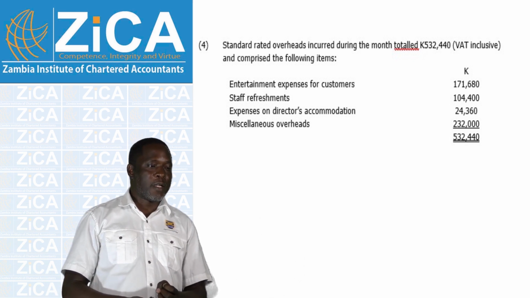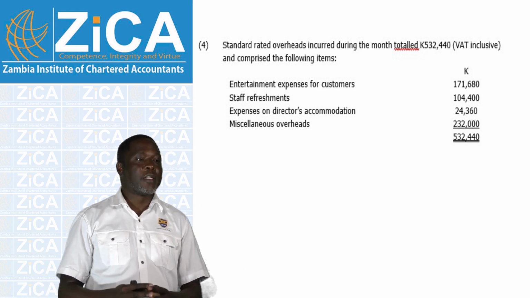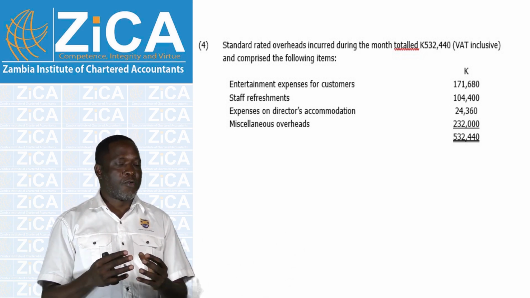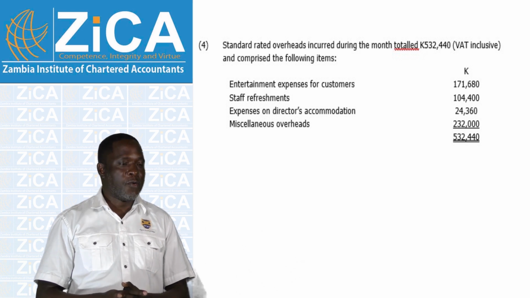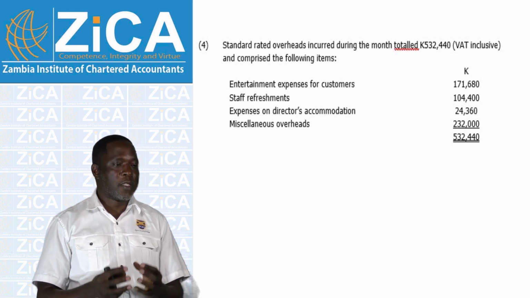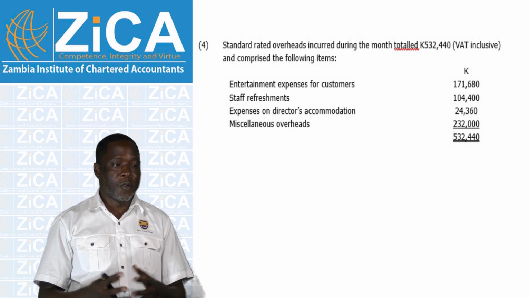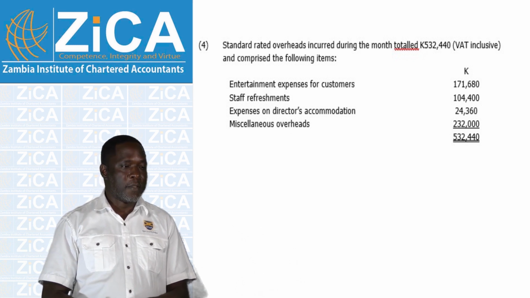Input VAT on entertainment expenses is irrecoverable. Input VAT on the staff refreshments also irrecoverable, as well as the input VAT on the expenses on the director's accommodation. So from the given information, you should be able to easily pick the type of expenditure on which VAT is not recoverable in the manner that we have done. On the miscellaneous overheads amounting to 232,000, we will be able to recover input VAT, but not in full, because part of that expenditure will be deemed to have been incurred in relation to the exempt supplies, because this company is making both taxable and exempt supplies.